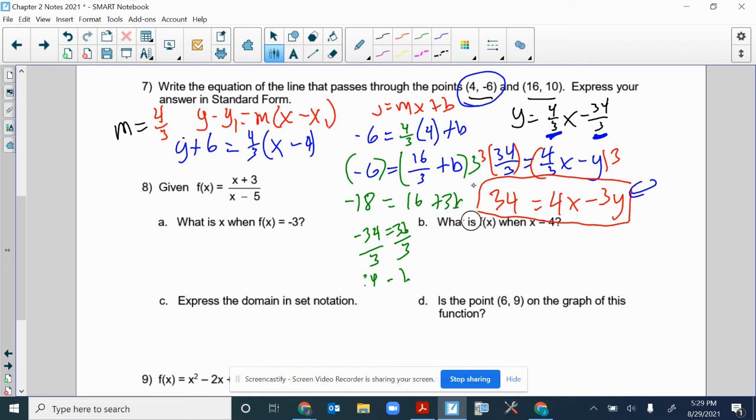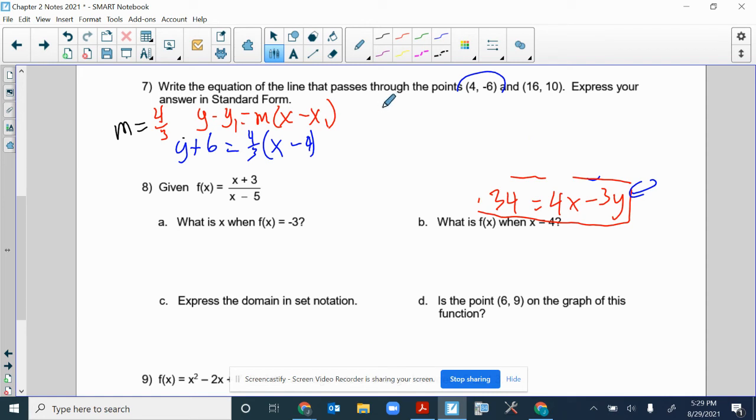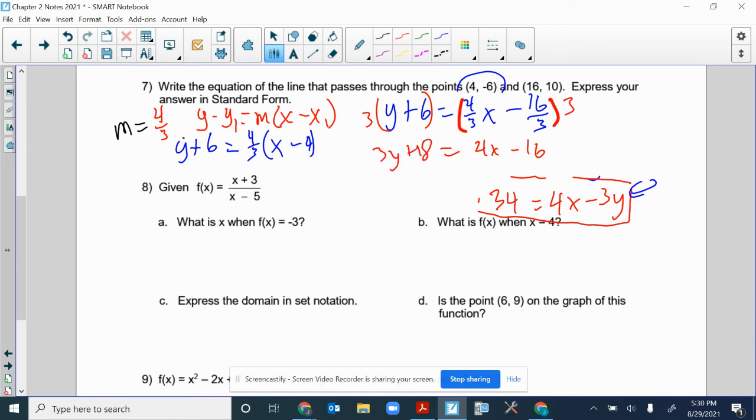I'm going to erase all this, just to give myself some room here. So I'm going to multiply out that 4/3. So I end up getting 4/3 x minus 16 over 3. And just like earlier, because I have those fractions, I don't want a fraction. I'm going to go ahead and multiply everything by 3. And when I do that, this side becomes 4x minus 16 because both 3's get canceled. And then this side becomes 3y plus 18.